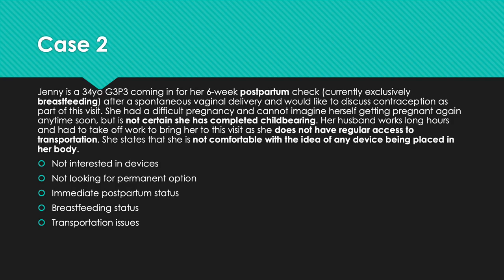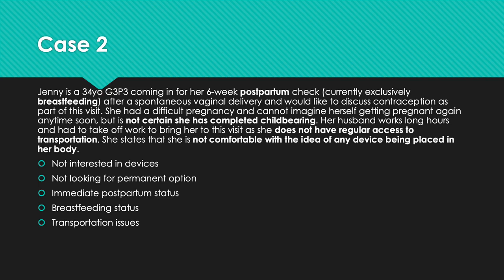If I were Jenny's physician, I would start by trying to understand the aversion to having things placed in her body first and answer any questions or concerns that she had. But if she still did not want any of these methods, then she should not consider the implant, IUD, or vaginal ring. Jenny is undecided about having children in the future, so sterilization is not an option at this time.